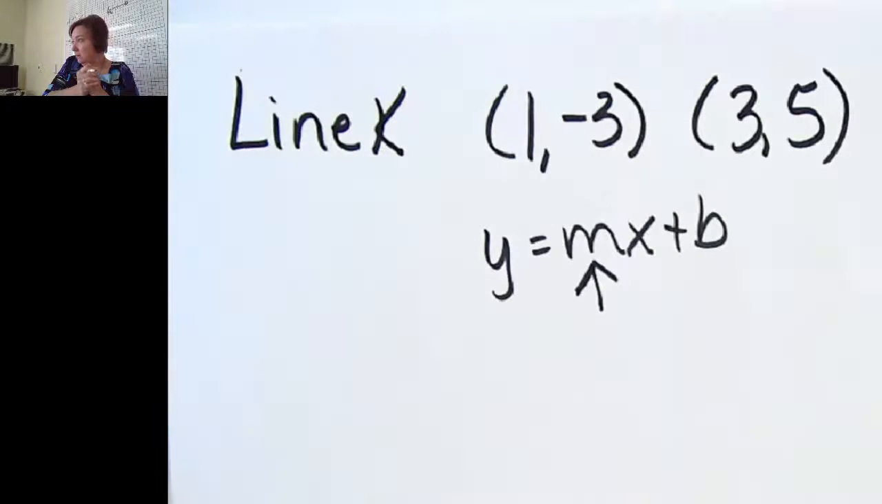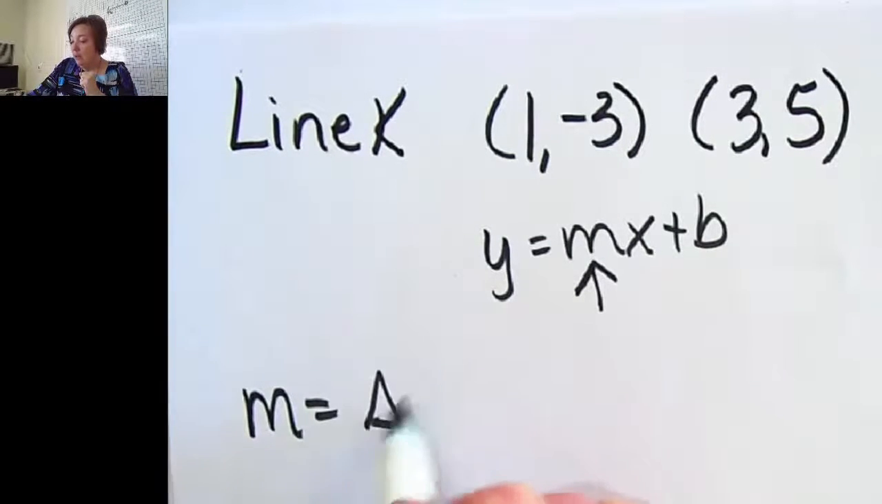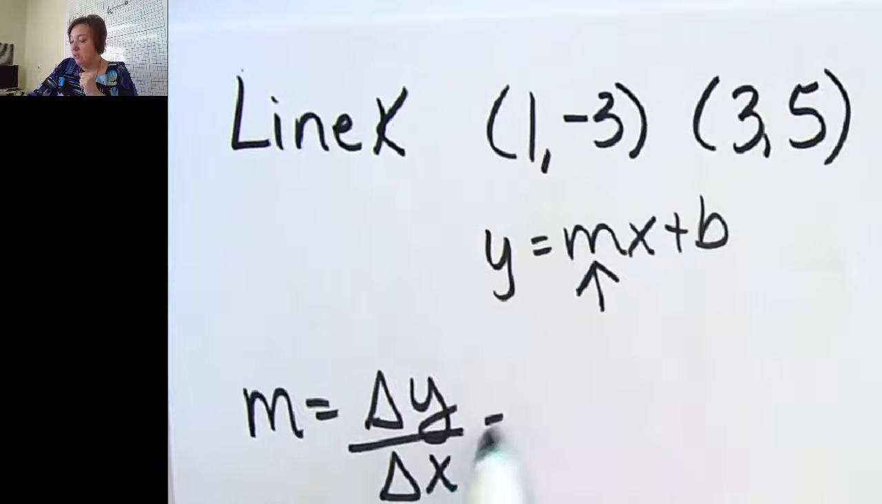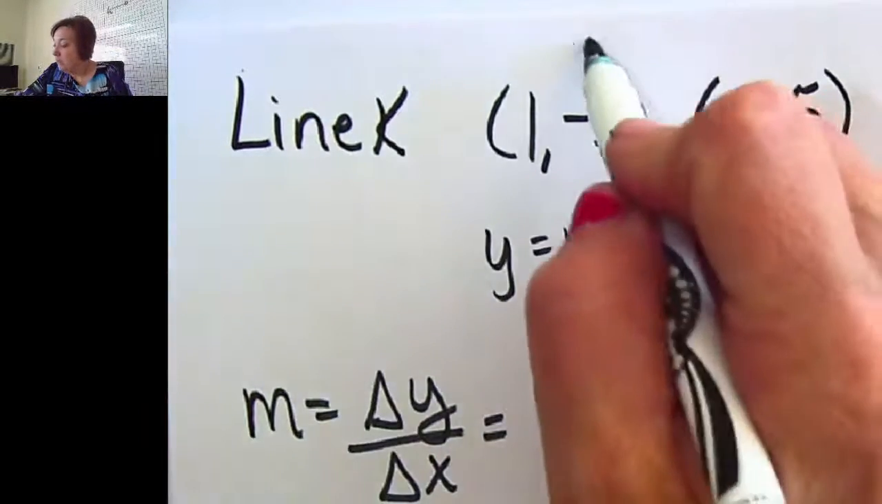How are we going to do that? What's the formula to find the slope? Rise over run. I'm going to write change in y over change in x just because it's easier to write. Rise over run takes longer. Change in y means we're subtracting the y's. What are our y values? We've got -3 and 5.